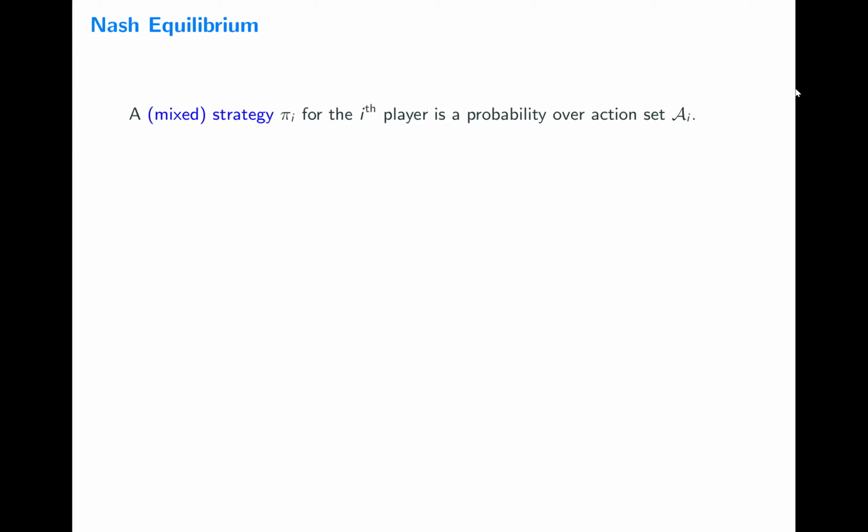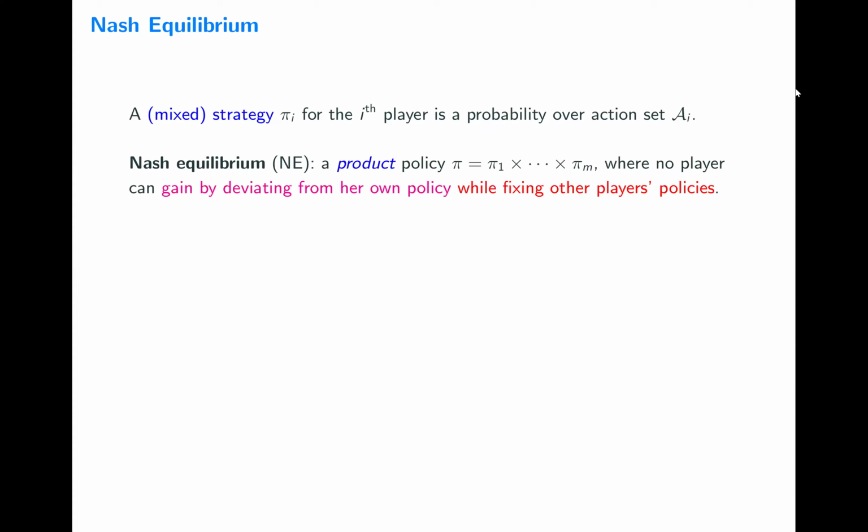The strategy means for the ice player it's no longer that we're just picking a specific action, we're picking a probability over actions, and we call this a strategy, or a mixed strategy. So the definition of Nash equilibrium is, first, that everyone plays independently. So it's a so-called product policy. That is, everyone's policy is independent.